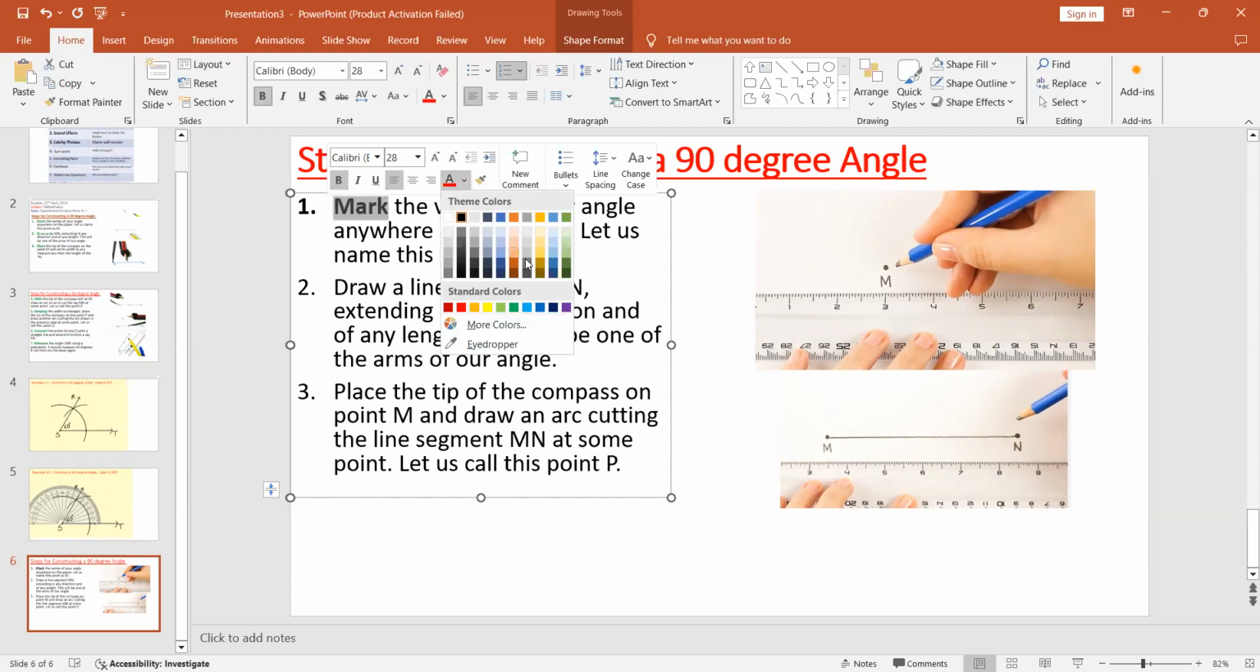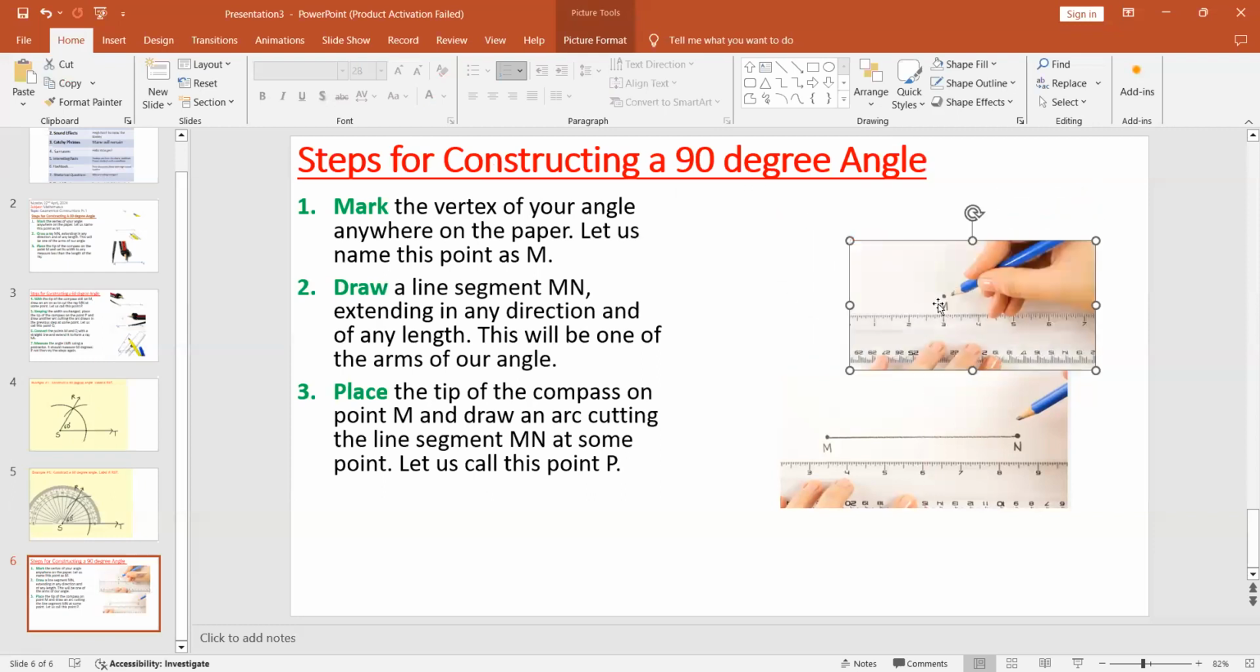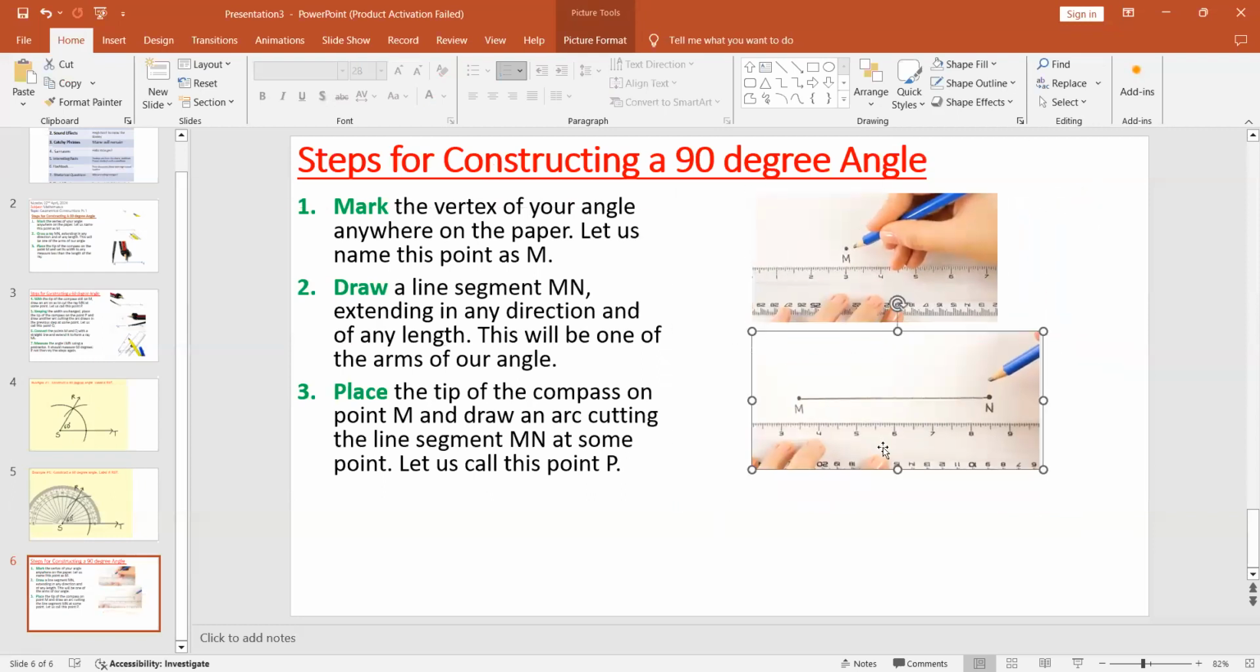Now, what you notice is that the first three steps so far are basically identical to the steps that we did for the 60 degree angle. That's because in order to draw a 90 degree angle, you have to draw a 60 degree angle first. So to get to a 90 degree, you basically draw a 60 degree first, and from there you do the 90, okay? That's why these three steps are exactly the same as what we said for the 60 degree angle: placing the point M, drawing a line segment, and drawing an arc to cut the line segment.